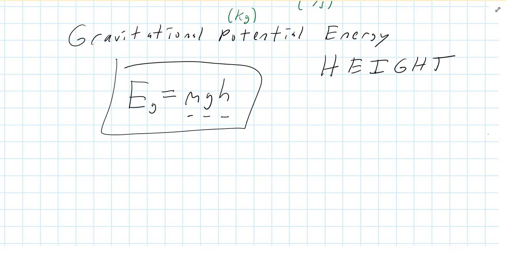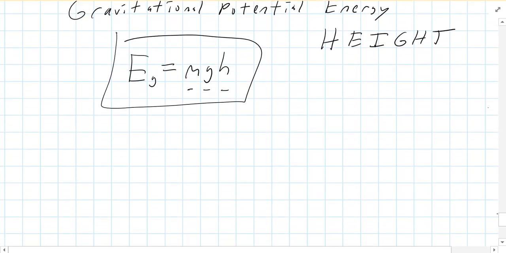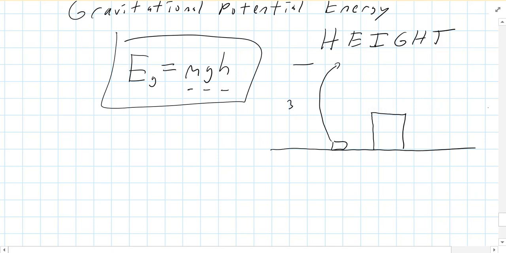Now, there is an example I want to do with this because it can get a little tricky as far as what the height is. So let's say you're in the classroom or at home, and here is the floor, and here's a desk in your room. And here's a book on the floor, and you're going to lift the book 3 meters up. So we'll call this total height 3 meters from here to here. Let's say the desktop is 1 meter high from the floor.